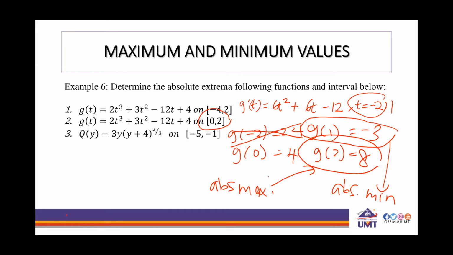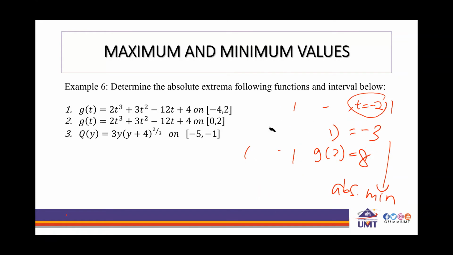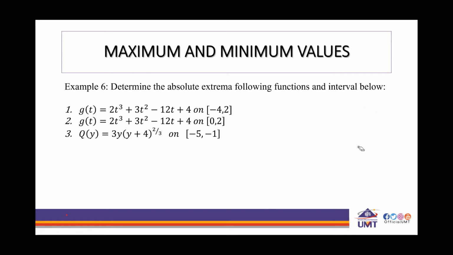Alright, so the last one is number 3. Q(y) equals 3y, y plus 4 to the power of 2 over 3, on the domain from negative 5 to negative 1. Okay, so now find the Q prime first. Q prime y equals, so buatlah, buat apa? U dengan V. Okay, which is the, apa nama benda ni? Tak ingat nama dia. You all ingat, you all beritahu lah saya. You'll get 5y plus 12 over y plus 4 to the power of 1 over 3. Q prime y.